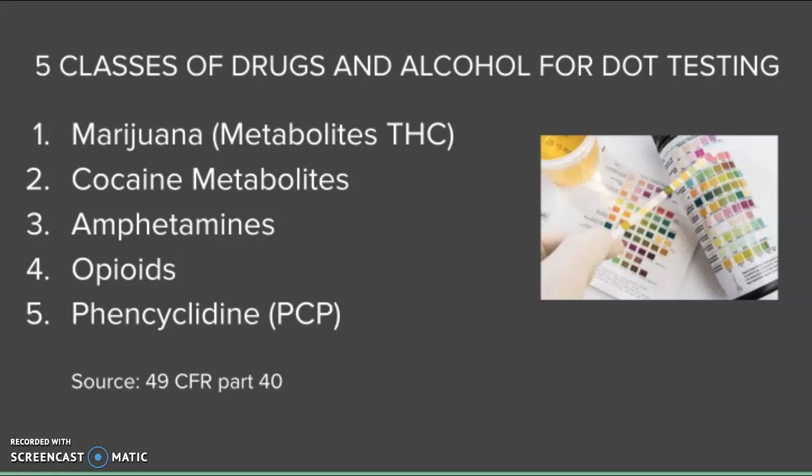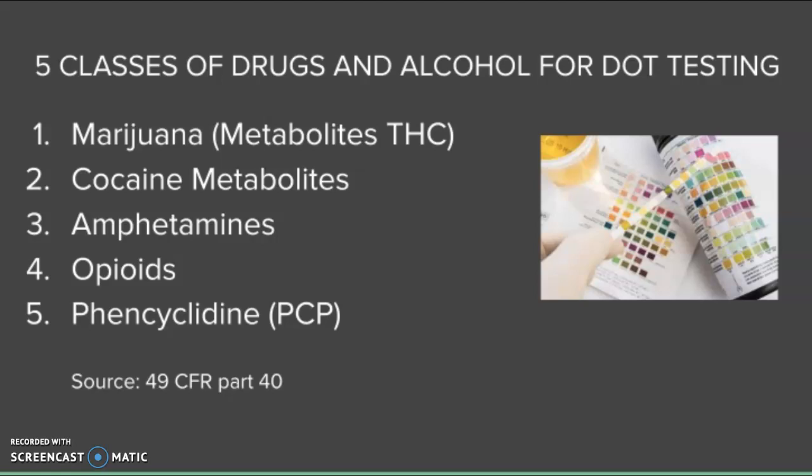The 5 classes of drug and alcohol for DOT testing are, first, marijuana metabolites, which is THC; second, cocaine metabolites; third, amphetamines; fourth, opioids; and fifth, phencyclidine, PCP. All of these I got from the source, 49 CFR Part 40.